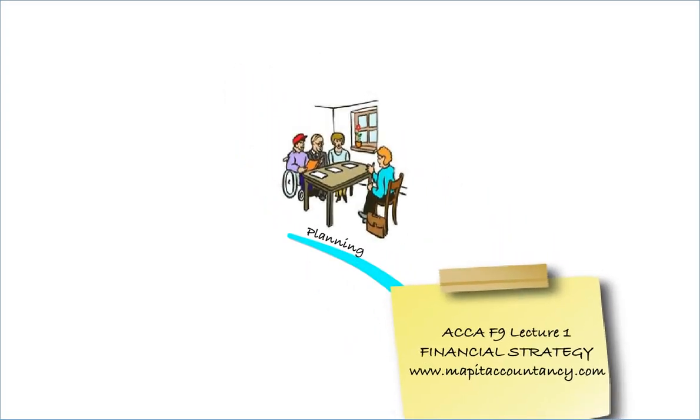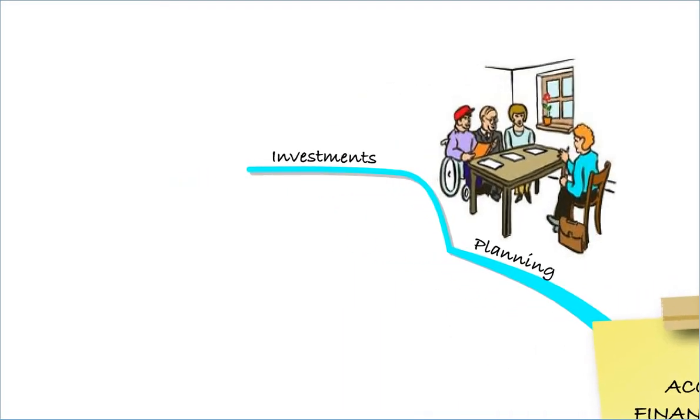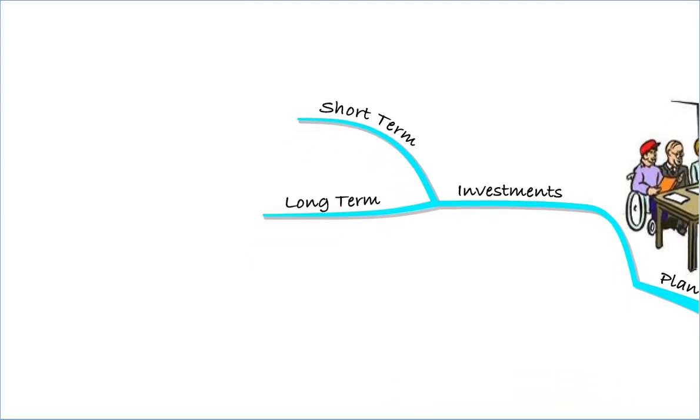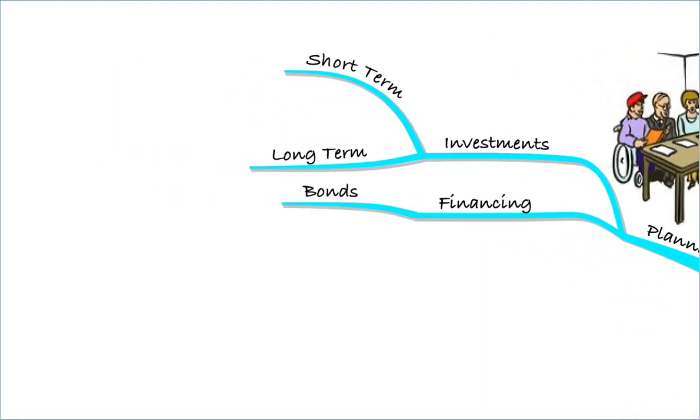So the first thing that we looked at was planning. So what does the financial manager plan? We said they plan three things. First of all, they plan investments, and they may be short-term investments or long-term investments, and we discussed those. We also said that they need to plan financing. How are you going to finance those investments? Two ways: debt or equity.